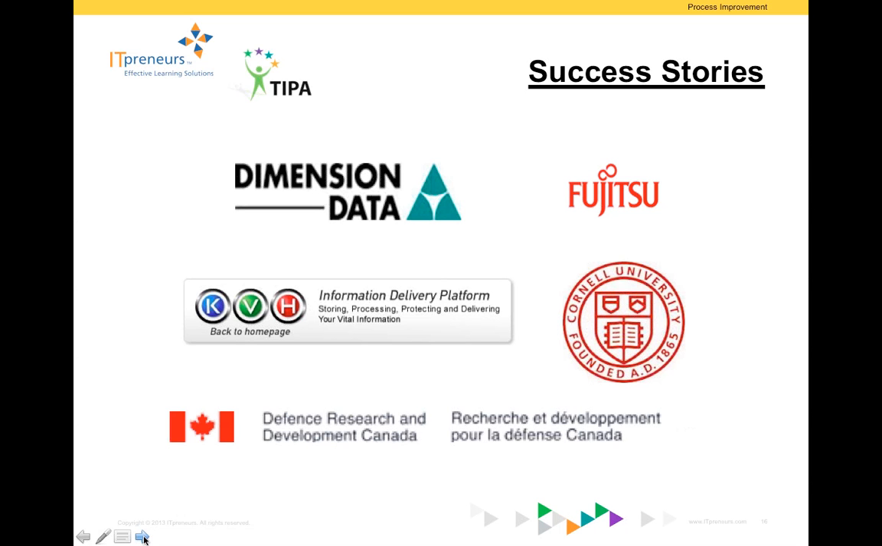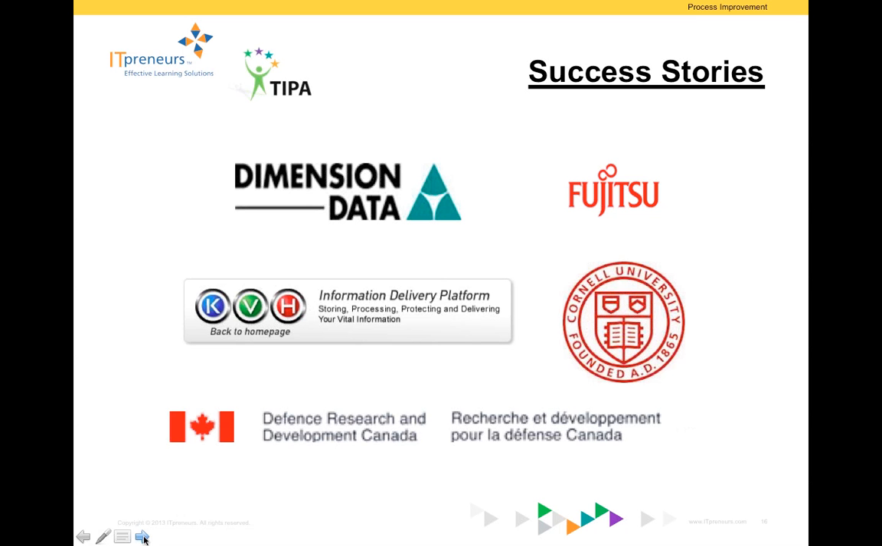Fujitsu, also a large provider, decided to use it internally, mostly up to this point, to fine-tune all of their processes and contribute to maintaining their ISO 20000 certification. So by doing those assessments and continuously improving their processes, they contribute to maintaining their certification and indirectly help confirm to their clients that they are of high quality.